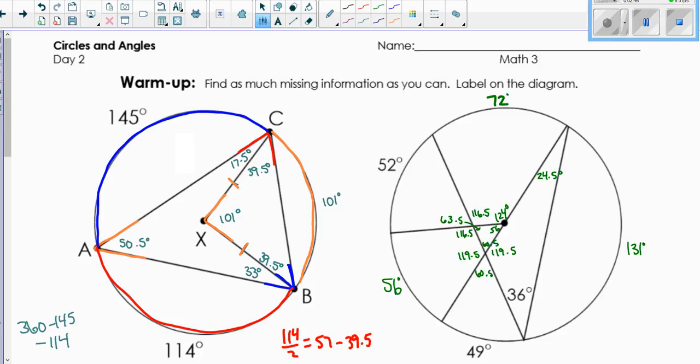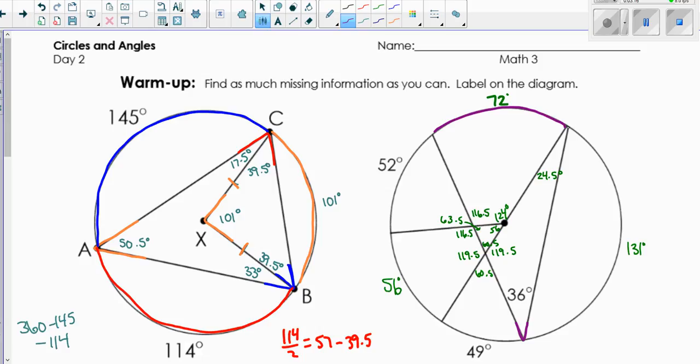Okay, so here's what this circle looks like. You can start in a couple different places. I started with this angle of 36 and said it was inscribed. So if this angle is inscribed and it opens up to this arc, double that, this has to be 72. I also saw that this right here is a diameter. So if that's a diameter, this is 72, this is 52, then subtract from 180, this has to be 56.